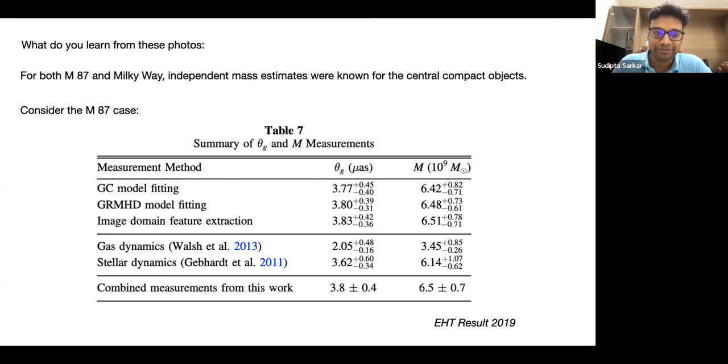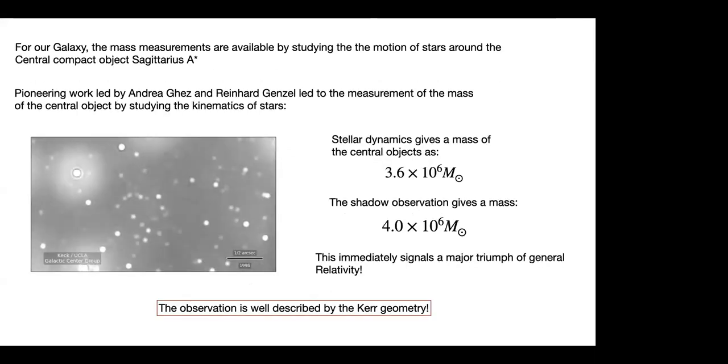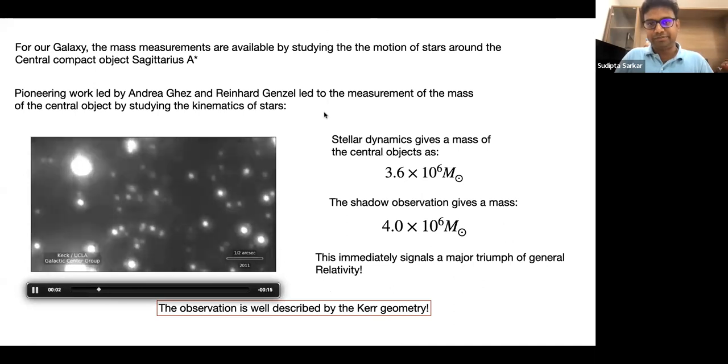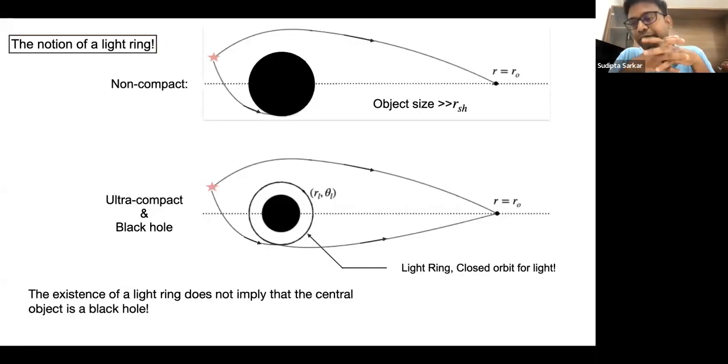So with this, all these observations are based on a notion that we call a light ring. I will define the light ring rigorously, but to begin with, you can think of this object and a background source of light, a star for example, from which light is coming. If the object size is much, much larger than the Schwarzschild radius of that object, then some light bends and comes back to us.